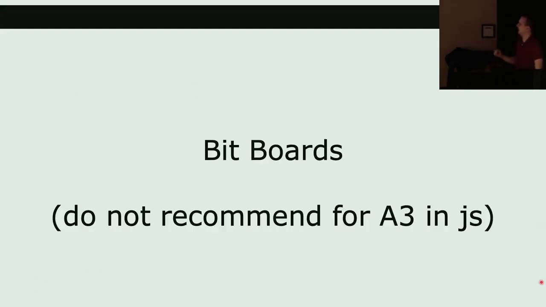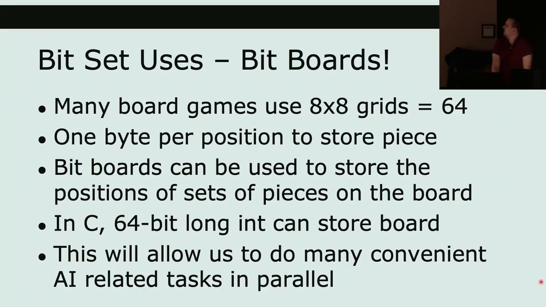So now that we've done that, I do not recommend this for assignment 3, but I thought it was super interesting, so I'll talk about it, and that is bit boards. So many board games are stored on 8x8 grids, right? Chess is 8x8, checkers is 8x8, lots of games are 8x8. That just happens to be 64. Isn't that a really convenient number for computers, right? Now, this doesn't mean that boards that are smaller or bigger can't use bit boards. It just means that this is super convenient.